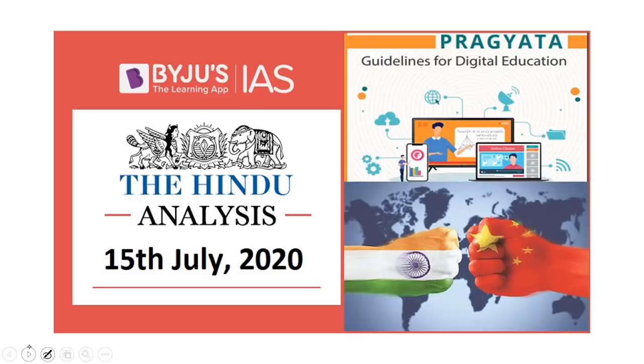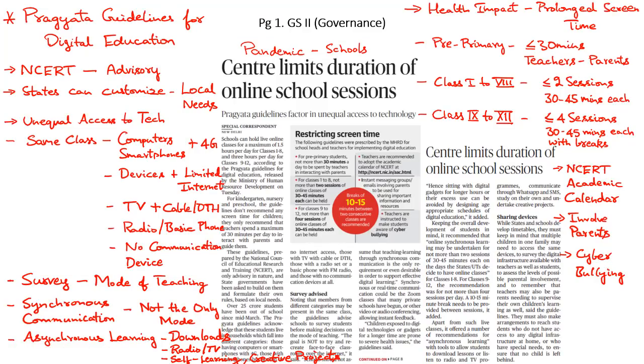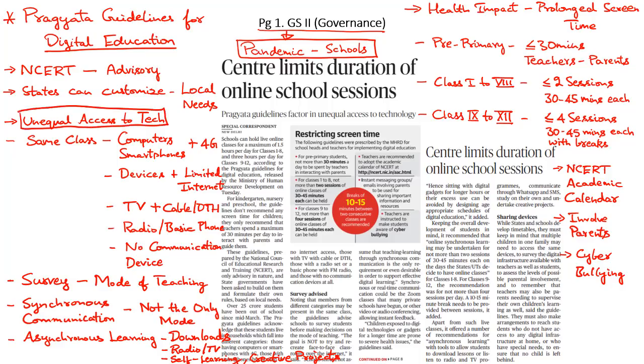Let's take up the analysis of today's The Hindu newspaper by looking at an article from the front page of the Delhi edition. As the COVID-19 pandemic shut down schools and colleges and disrupted learning, most of the schools and colleges started shifting towards online education or digital education. But this sudden shift to online learning raised a number of concerns, such as the issues of accessibility, the health impact on students due to their prolonged exposure to the screens of laptops, smartphones, etc.